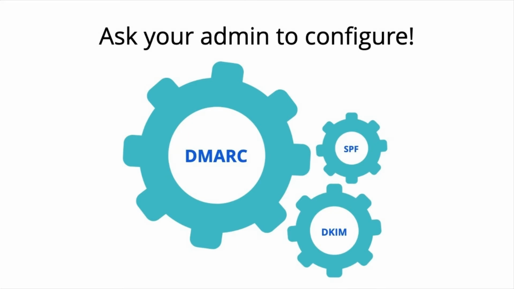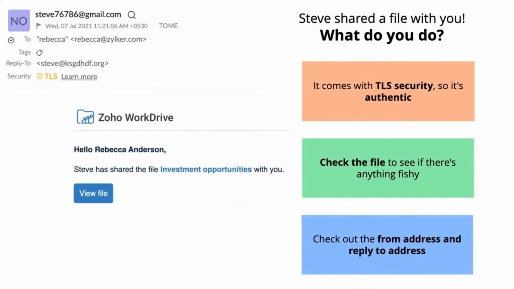Now, let's continue with the next question. You receive an email from someone named Steve. The email gives you access to a file named Investment Opportunities. So, what are you going to do? It comes with TLS security, so do you think it's authentic? Are you going to check the file to see if there's anything fishy? Are you going to check out the from address and reply to address?